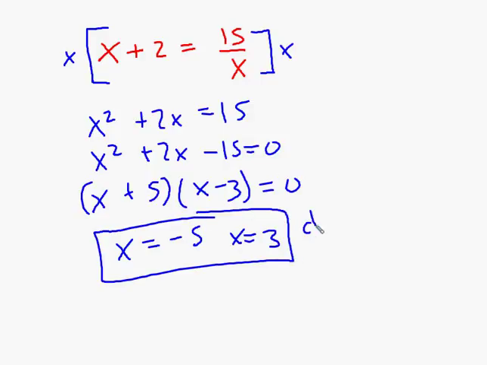I do need to check for extraneous solutions. What do I mean? I can't have a denominator that's 0. Neither of these are extraneous. They both work just fine. What's extraneous again? It means it doesn't work. You put it in and you get a 0 somewhere in your denominator. Okay? We'll step it up just a little bit.